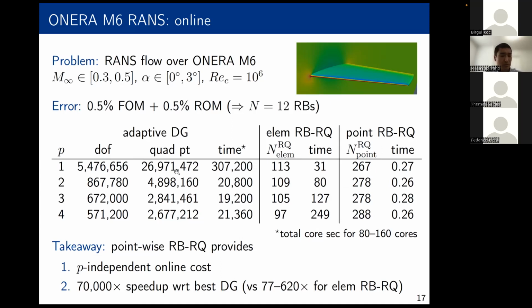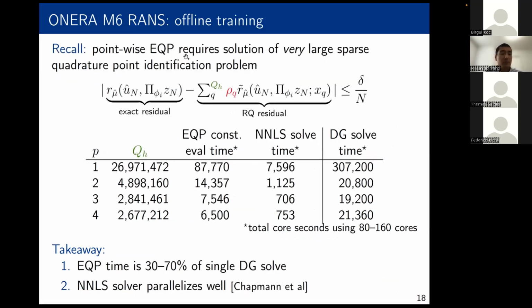Now, one thing you might be wondering is finding, say, a subset of 200 quadrature points out of tens of millions of points, is that going to be a very expensive problem? So I want to recall that this point-wise EQP requires the solution of very large sparse quadrature point identification problem with this residual matching condition. The number of quadrature points, again, is in tens of millions. And in terms of computational time, yes, it's not really cheap. So this is a cumulative CPU time using 80 to 160 cores. But compared to the DG solve time, it is still a small fraction of a single DG solve time.